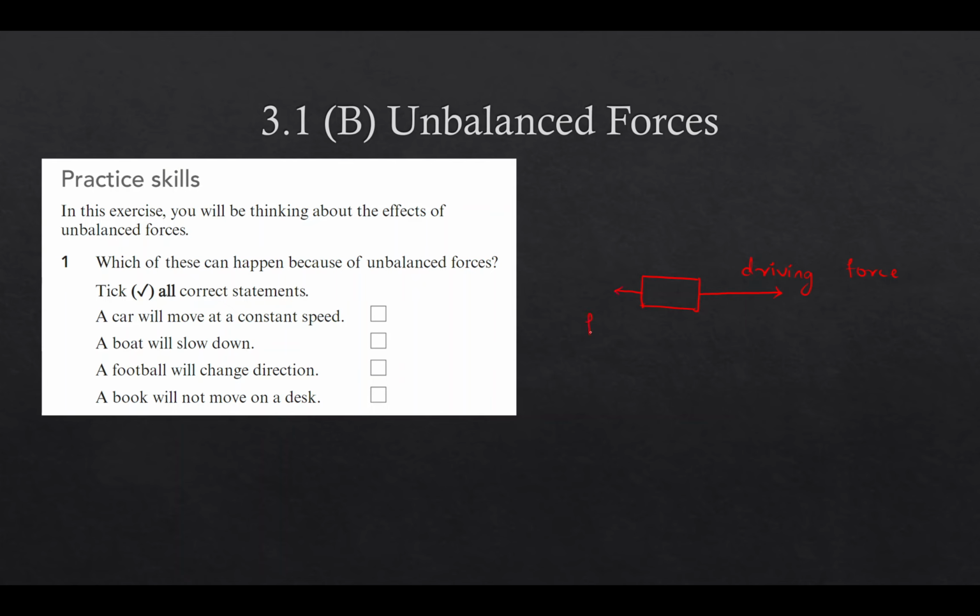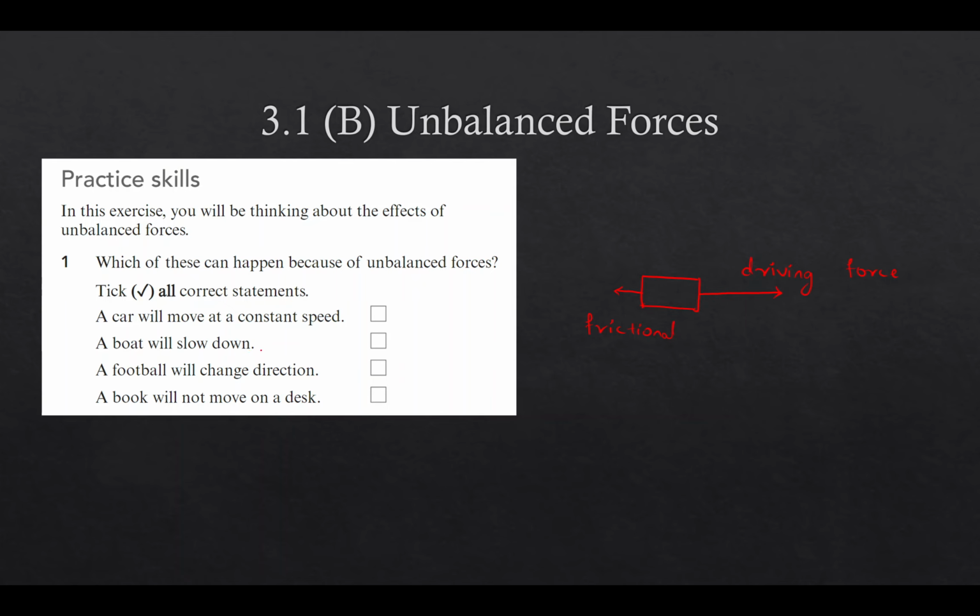Okay. In the opposite direction there is frictional force. Now, this force is unbalanced because the driving force is larger than the frictional force. In such cases, the object will move in the direction of the driving force with an increasing speed. That means the speed will not remain constant. So the first option is incorrect.